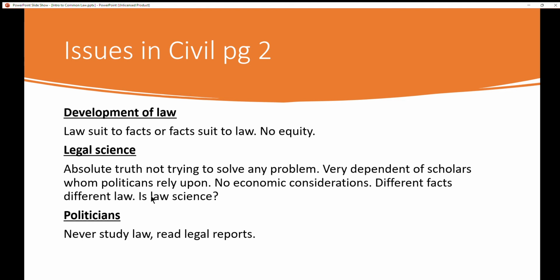So the question is, is law science or not? I used to think law is science before I started studying. I used to, because I'm from a science background, so I thought law is science, right?